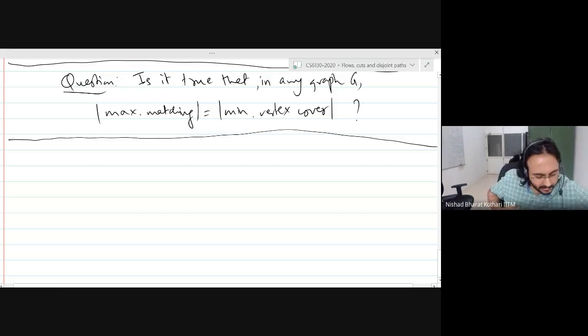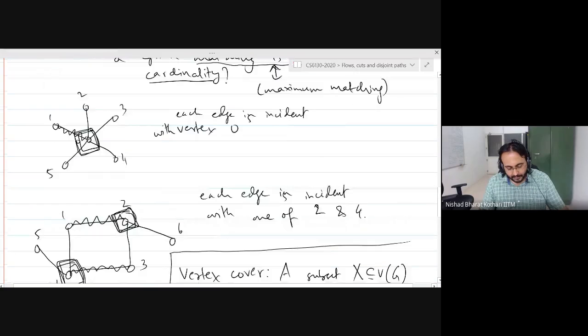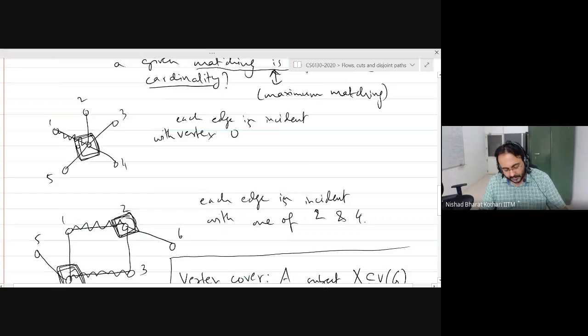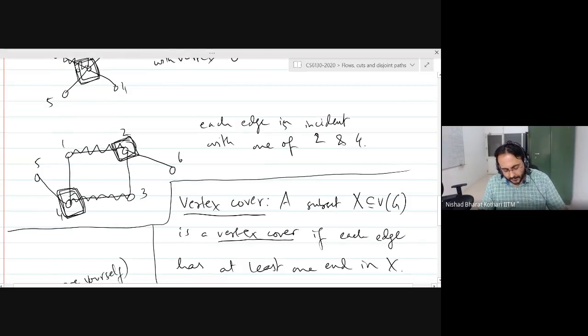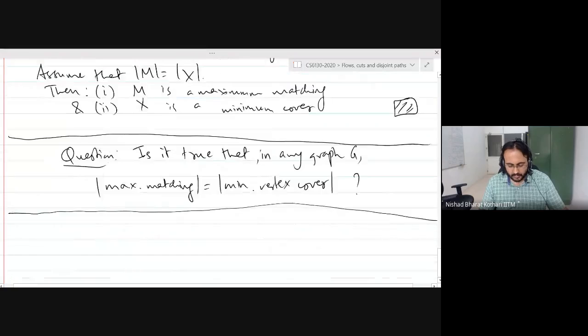In the examples we have done so far, it was true. Let's go back to these examples. We found a matching of size 1, we found a cover of size 1. Clearly, that's a maximum matching and a minimum cover. We found a matching of size 2 and we found a cover of size 2. Again, maximum matching, minimum cover. So is the statement true in general?